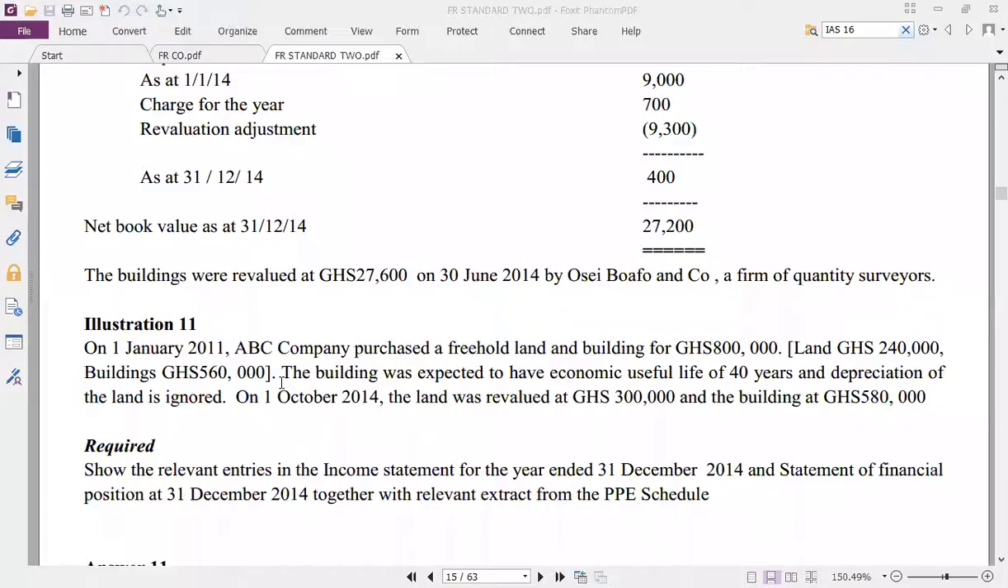Second, the building was estimated to have a useful life of 40 years, and the land is not depreciated. Okay, so 40 years, let's calculate depreciation. Let's find the accumulated depreciation. Accumulated depreciation simply means depreciation for a year multiplied by the number of years traveled.